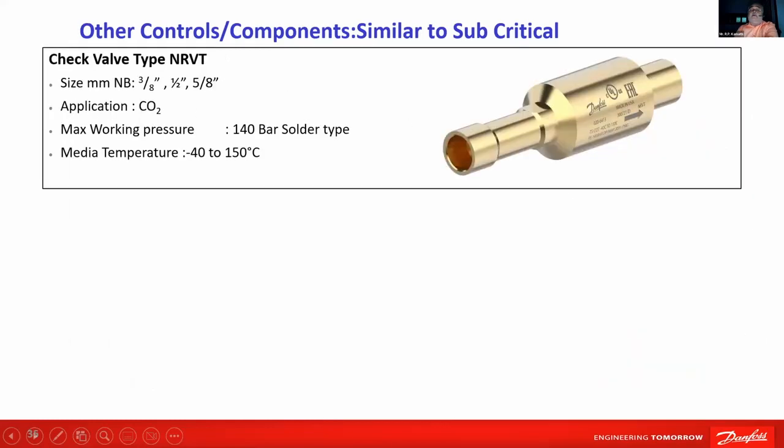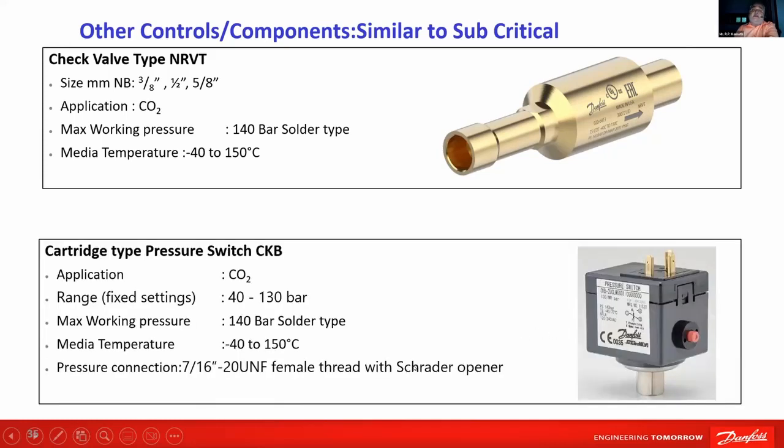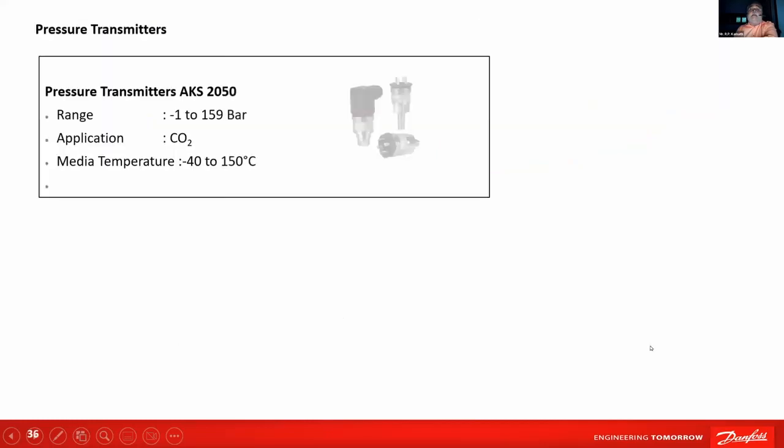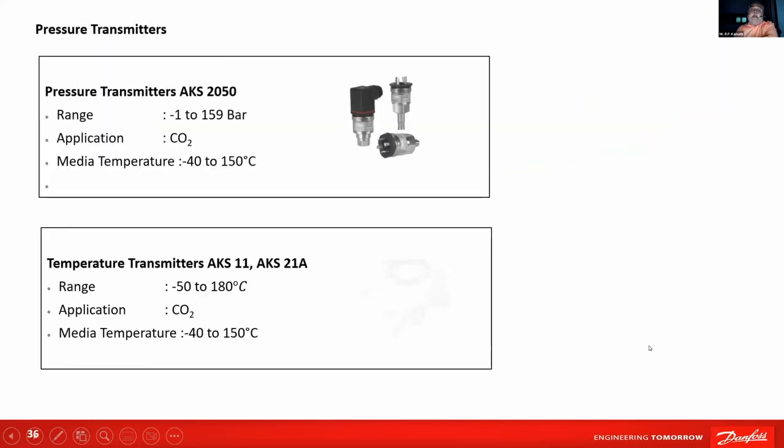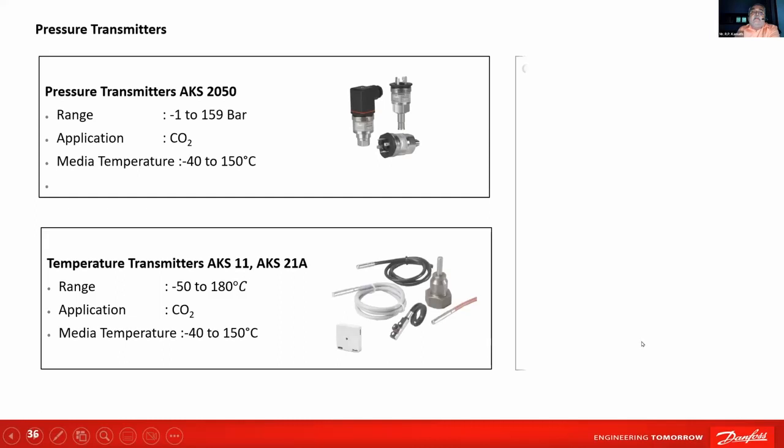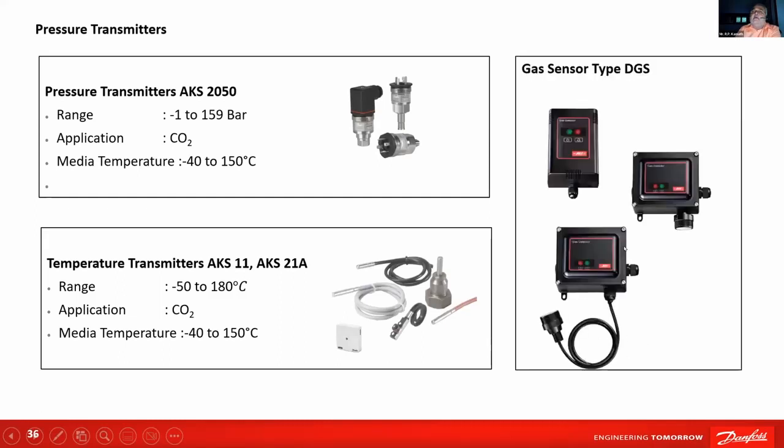Check valve, we have up to 5.8, again 140 bar rated. Then pressure switch, this is the HP switch. This can also be used as an LP switch by reversing the connection. Then pressure transmitters and temperature transmitters. I am not keeping track of time. All the same, I'm on one of my last slides. Then there is also a gas sensor called DGS.